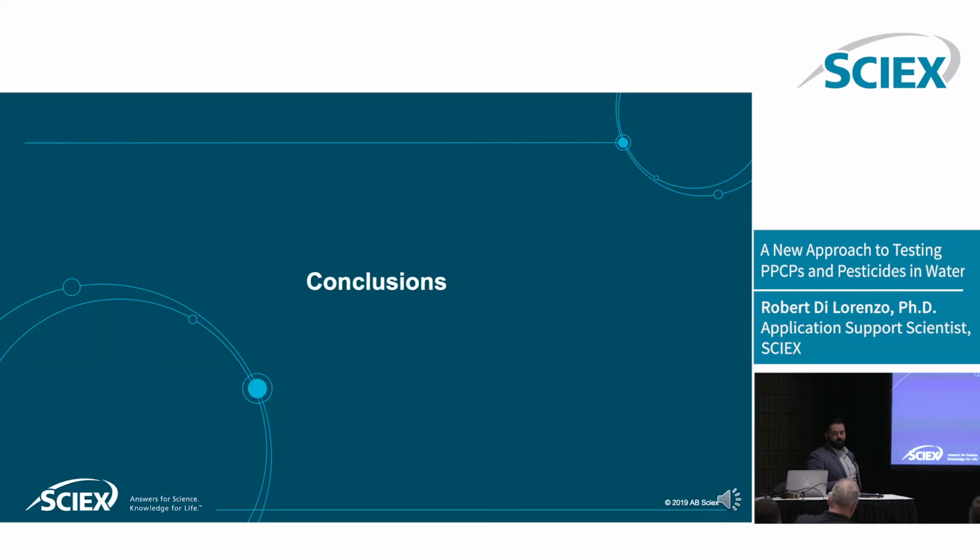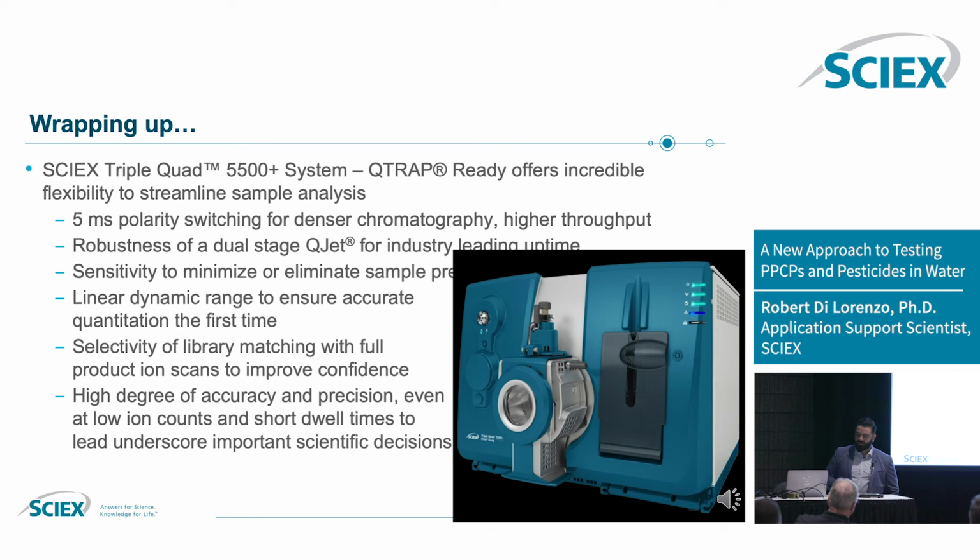So to conclude, the SCIEX triple quad system offers incredible flexibility for this type of sample analysis. You have the 5 millisecond polarity switching for denser chromatography and higher throughput. You have the robustness of a dual stage QJet now. Sensitivity to minimize any sample prep if at all possible. The linear dynamic range to run your sample once and only once.